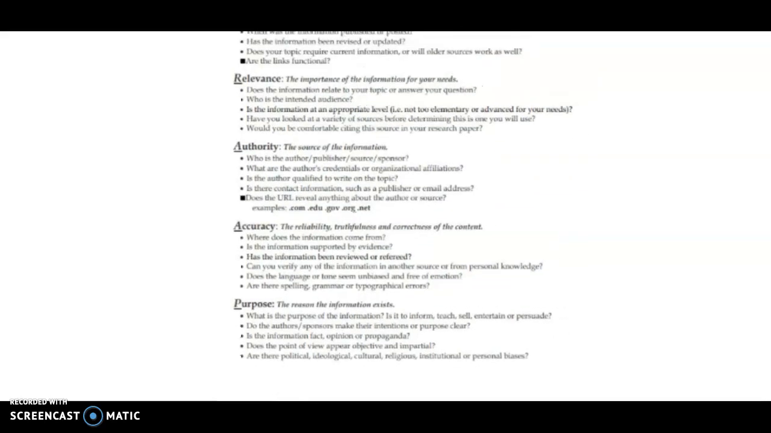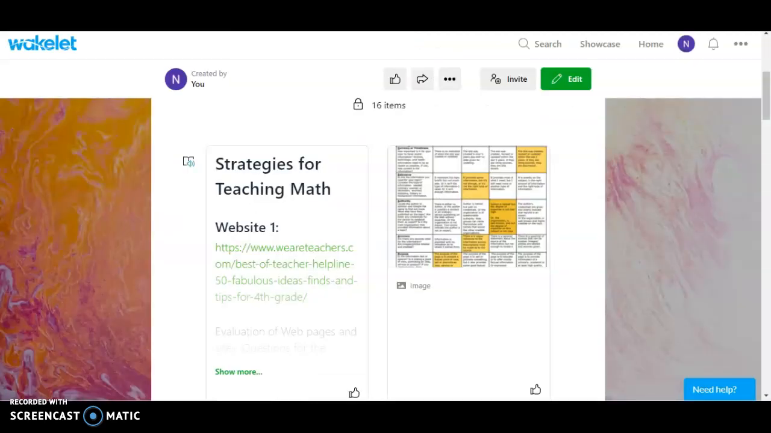And lastly, we have the purpose or the reason the information exists. So is this web page giving you factual information, or is it based on opinion? Is the opinion logical, or are they just trying to promote or sell some sort of product? So once you've answered all of those questions, you can get a better idea of if the web page is something that you want to use for your research.